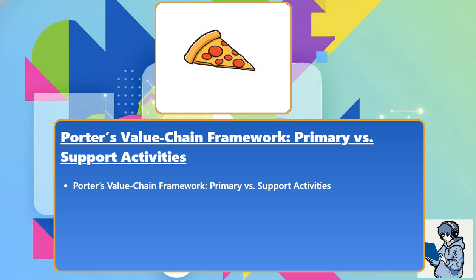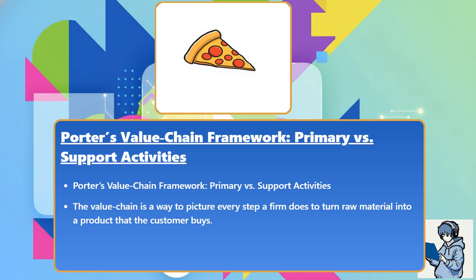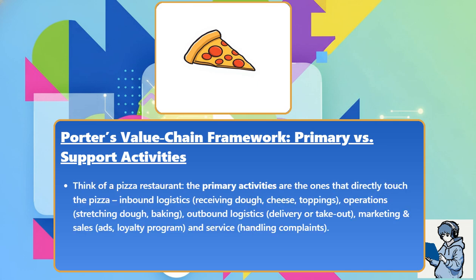Porter's value chain framework, primary versus support activities. The value chain is a way to picture every step a firm does to turn raw material into a product that the customer buys. Think of a pizza restaurant. The primary activities are the ones that directly touch the pizza.